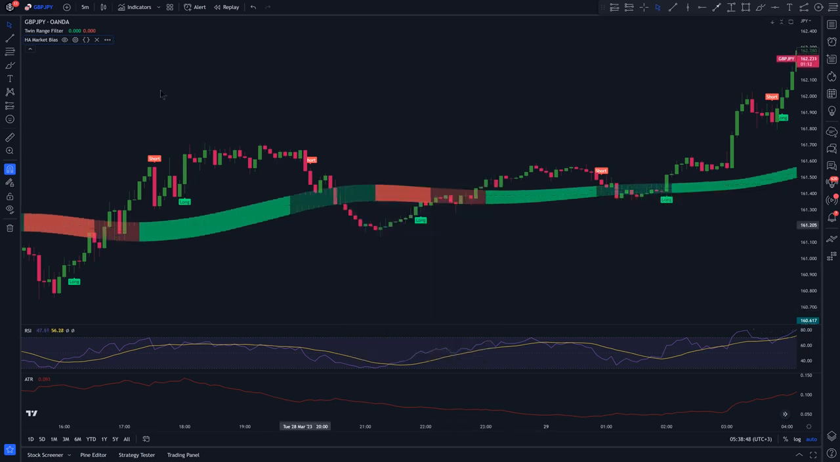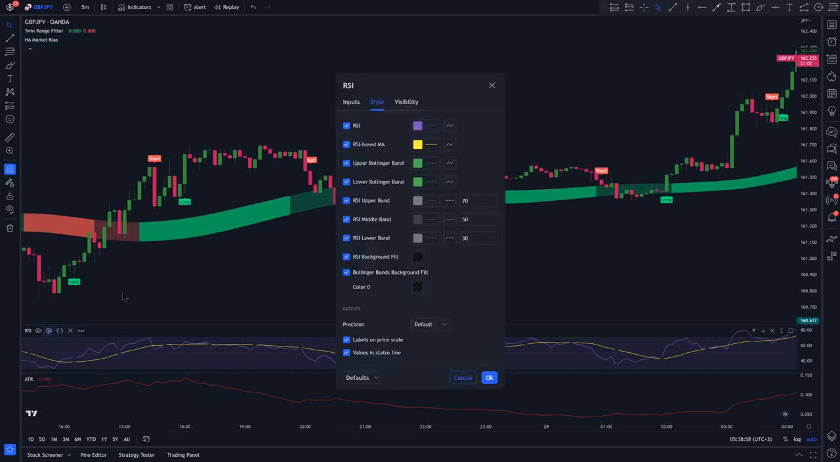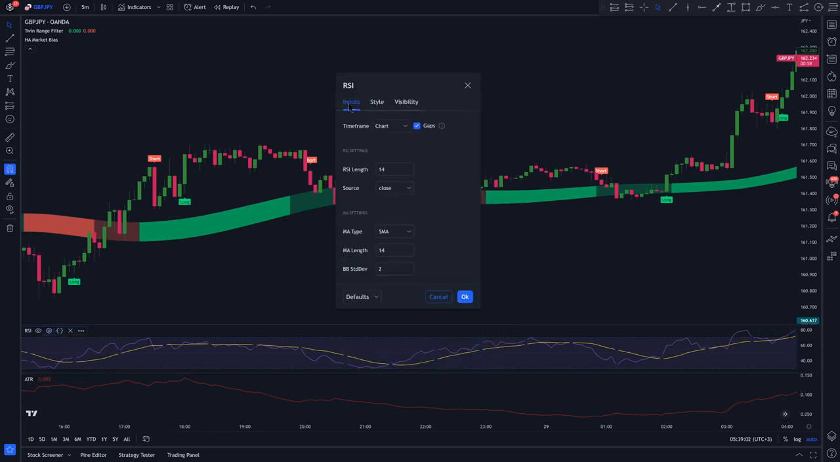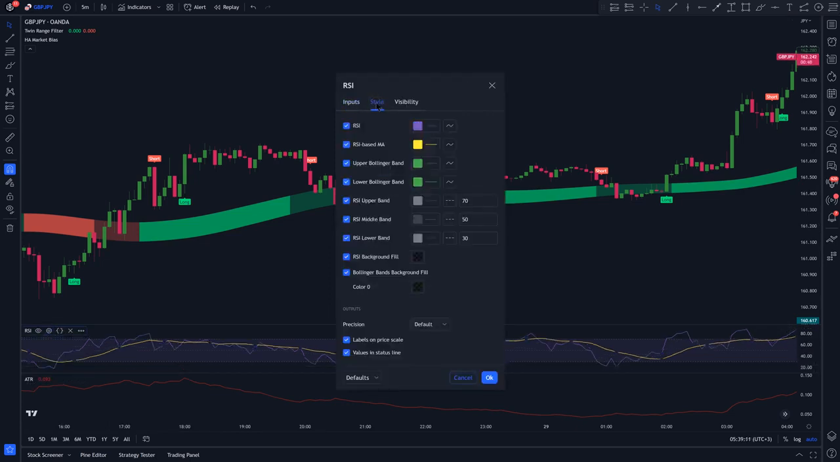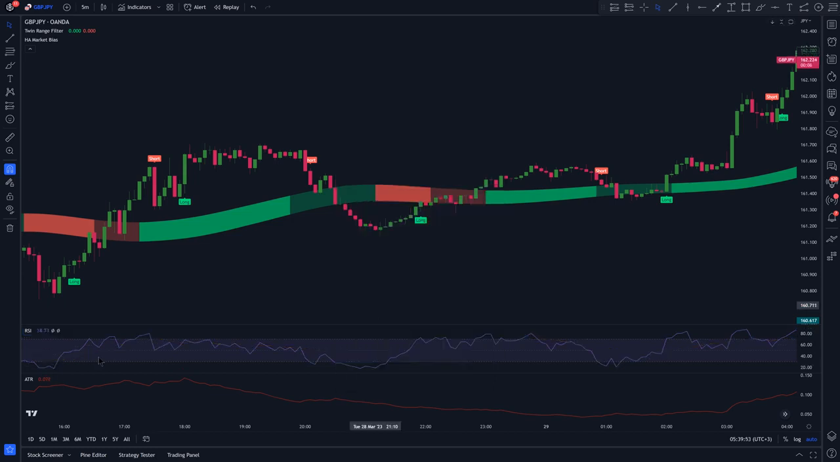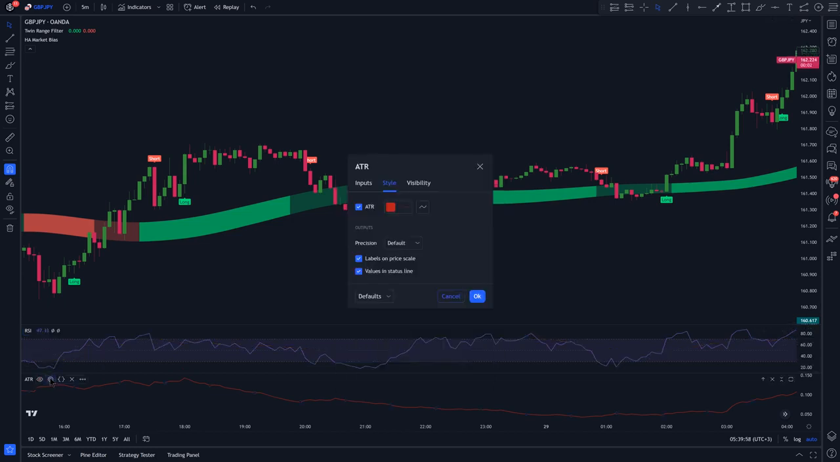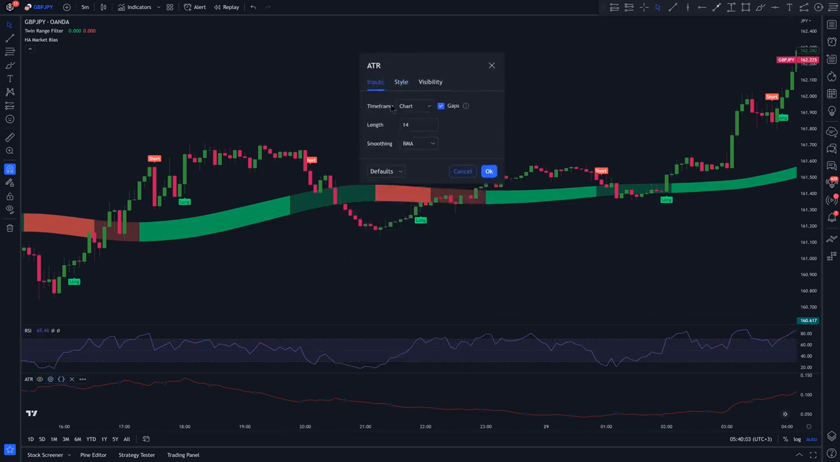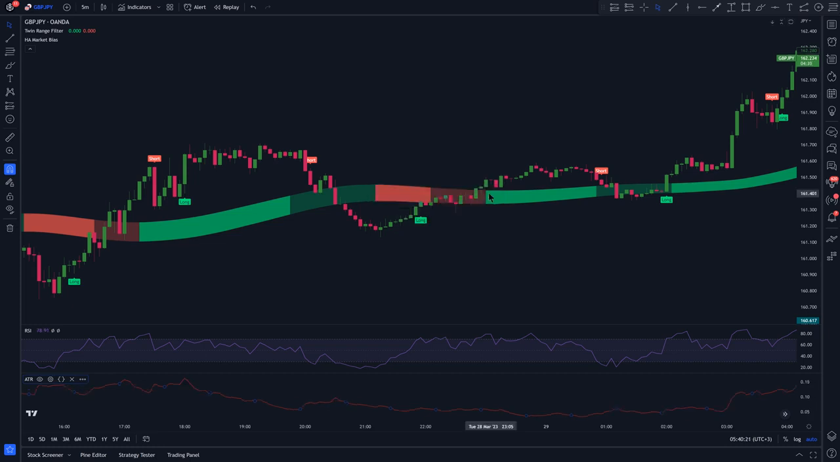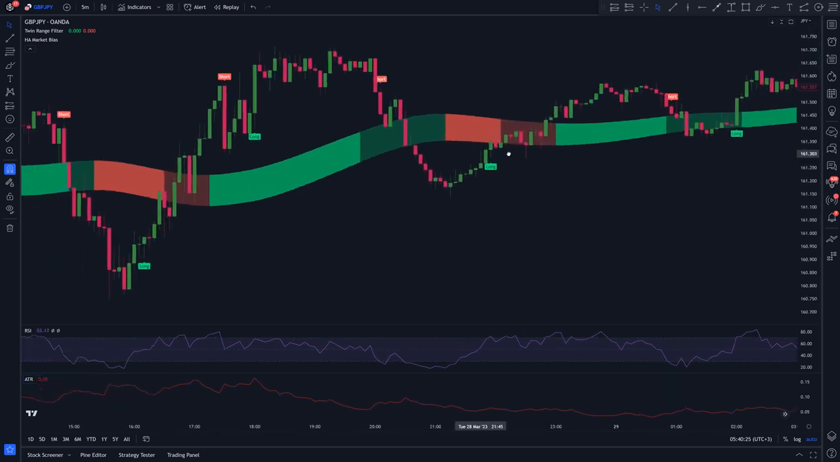And then we're going to change the RSI settings. To do that, click here on the Inputs tab, change the RSI length to 7. Then on the Style tab, you're going to uncheck the RSI based MA and then click OK. Then click here to access the ATR settings. On the Inputs tab, change the length to 5. And then on the Style tab, change the precision to 2. And then click OK.